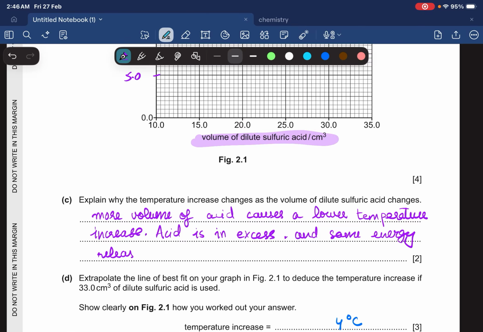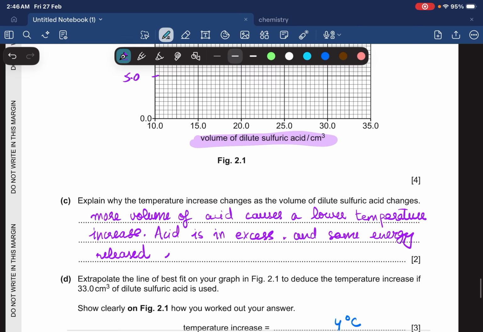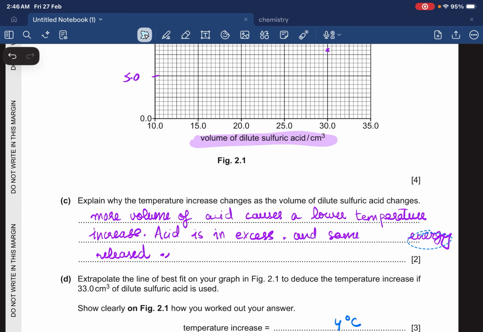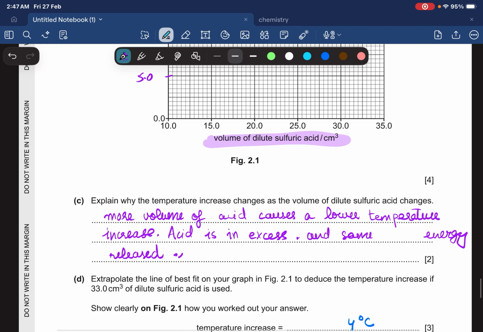That's going to tell that the same amount of energy is released. I think that's enough. Same amount of energy is released every time. If we write heat energy, that's going to be a better word, or thermal energy. So we say the same amount of thermal energy released.